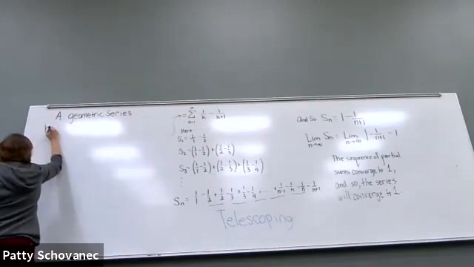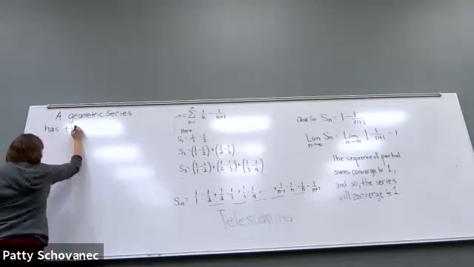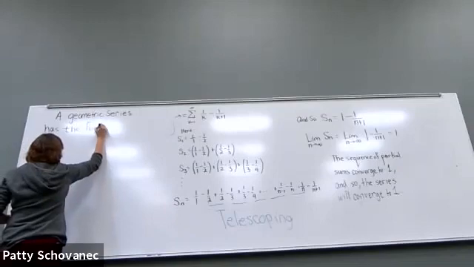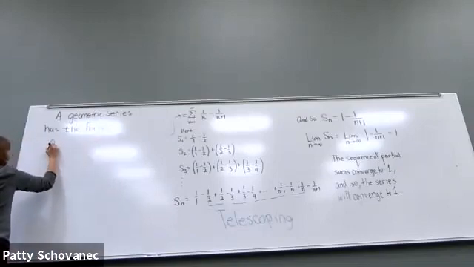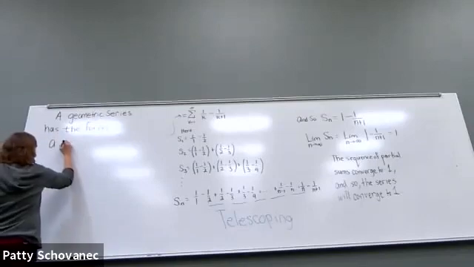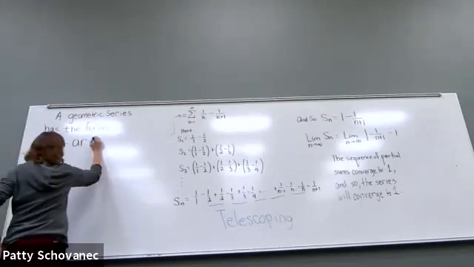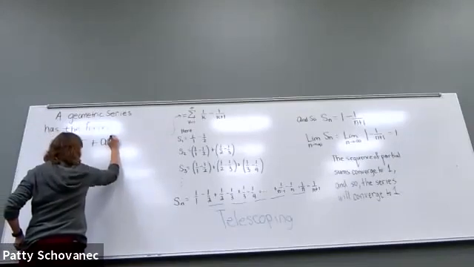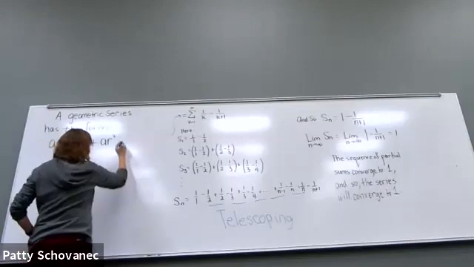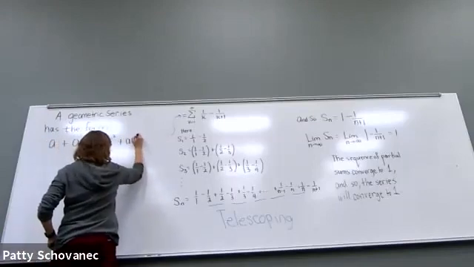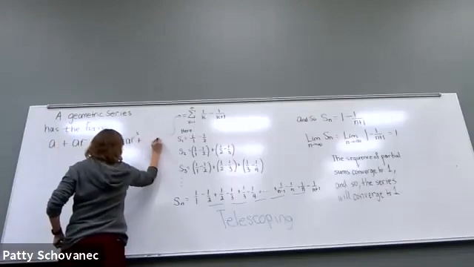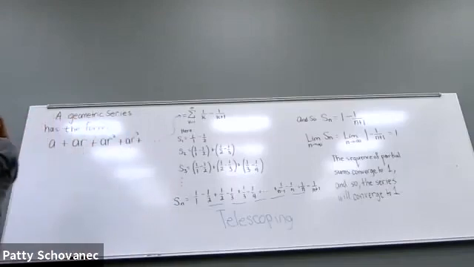A geometric series has the form: we have a first term, I'll call it A, I won't subscript it. Then I add to it A times R. Then I add a multiple of R to that, so A times R squared plus A times R cubed, and so on. R is the multiplier, it's called the common ratio.